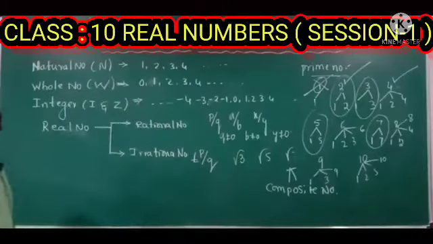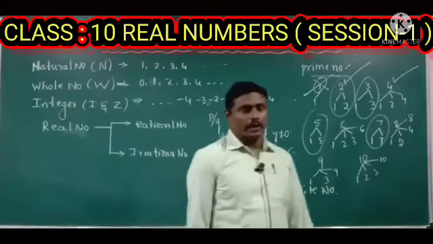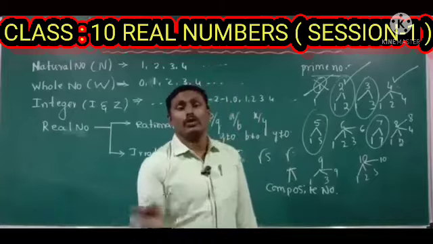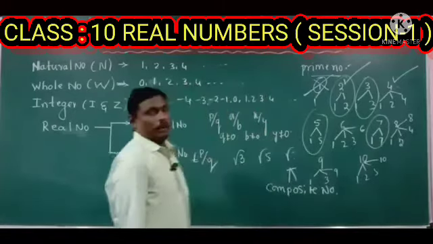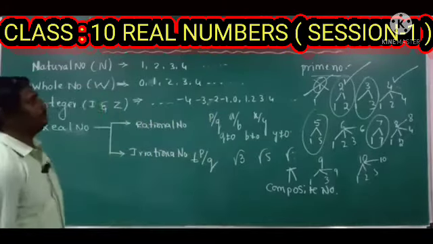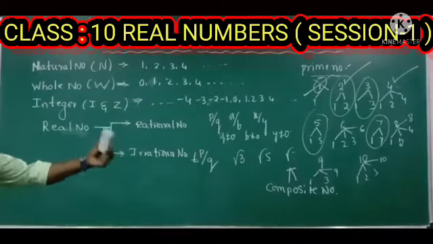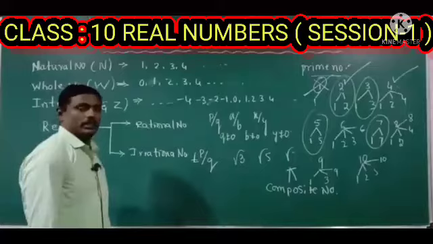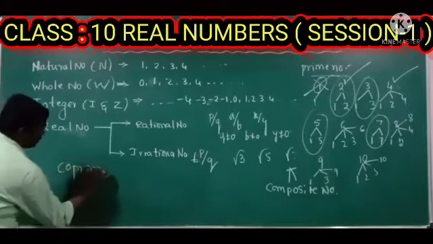Prime numbers and composite numbers. If you are writing the prime numbers from 1 to 100, in between 1 to 100 we have totally 25 prime numbers. Composite numbers means the numbers which have more than 2 factors. Next one, co-primes.